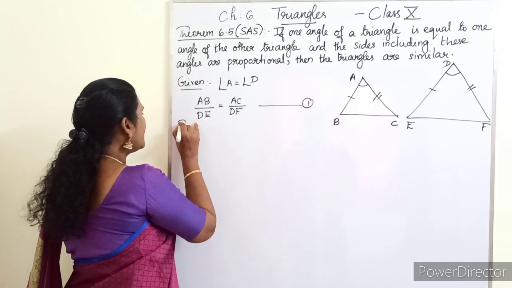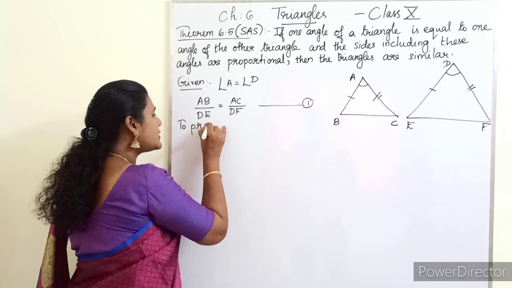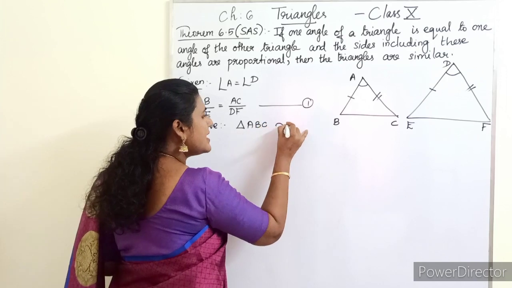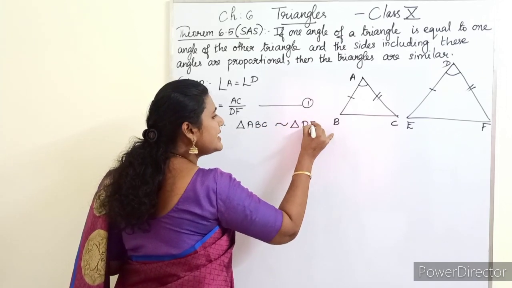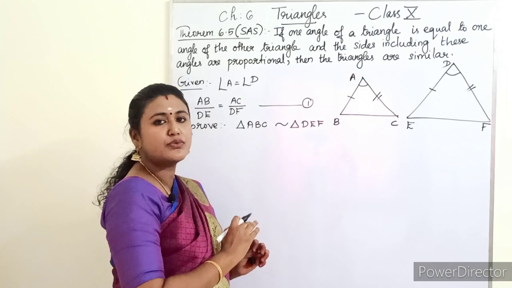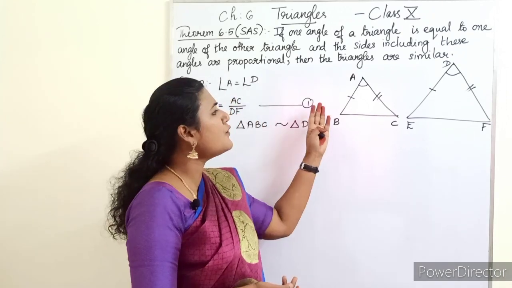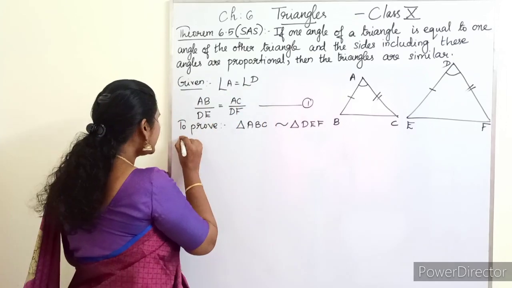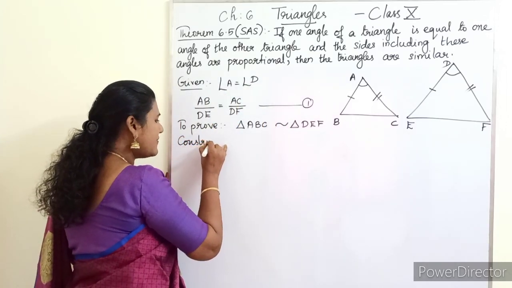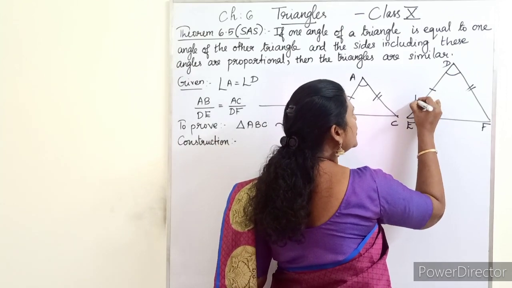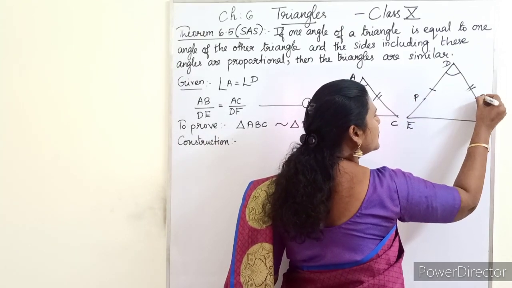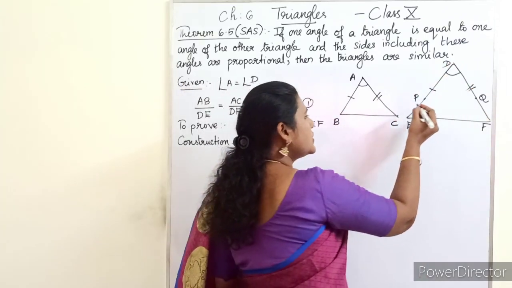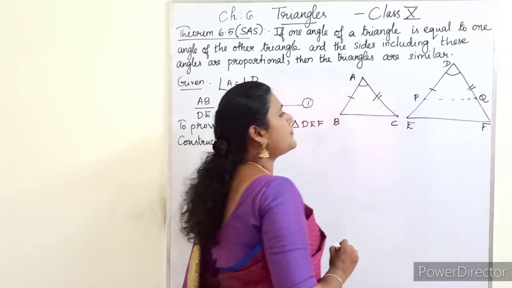Now what we have to prove here? We have to prove these two triangles are similar, that is, triangle ABC is similar to triangle DEF. So for proving this, we have to do a construction here. So what is the construction? Like the previous theorem, we have to take two points P and Q on sides DE and DF.